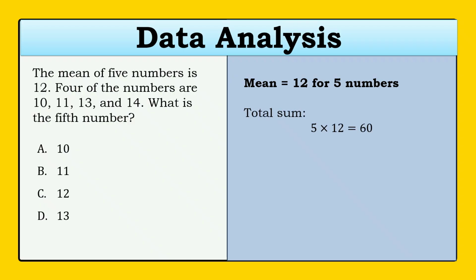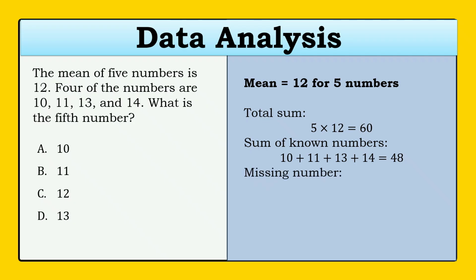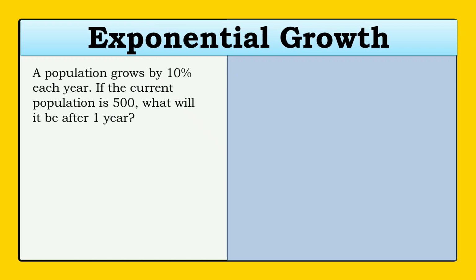This is 5 times 12 is equal to 60. Sum of known numbers, 10 plus 11 plus 13 plus 14 is equal to 48. Lastly, we're going to find the missing number. So 60 minus 48 is equal to 12. Therefore, the 5th number is 12. This is letter C.